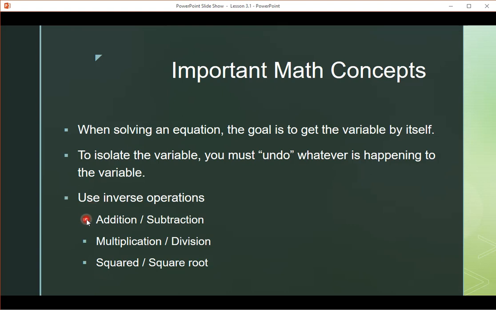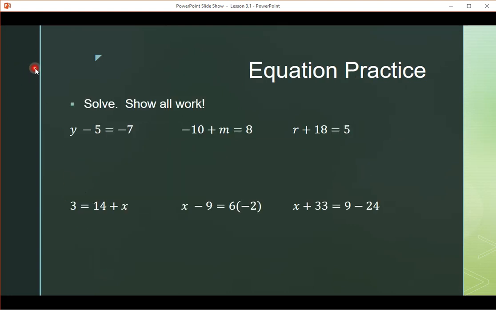So for example, addition and subtraction are inverse operations. You can see multiplication and division are inverse operations. And another example, squaring something and taking the square root. These are also inverse operations. The way that you use this is adding a number and subtracting that same number will undo an operation. Let's look at some. That's what we're going to be working through today.